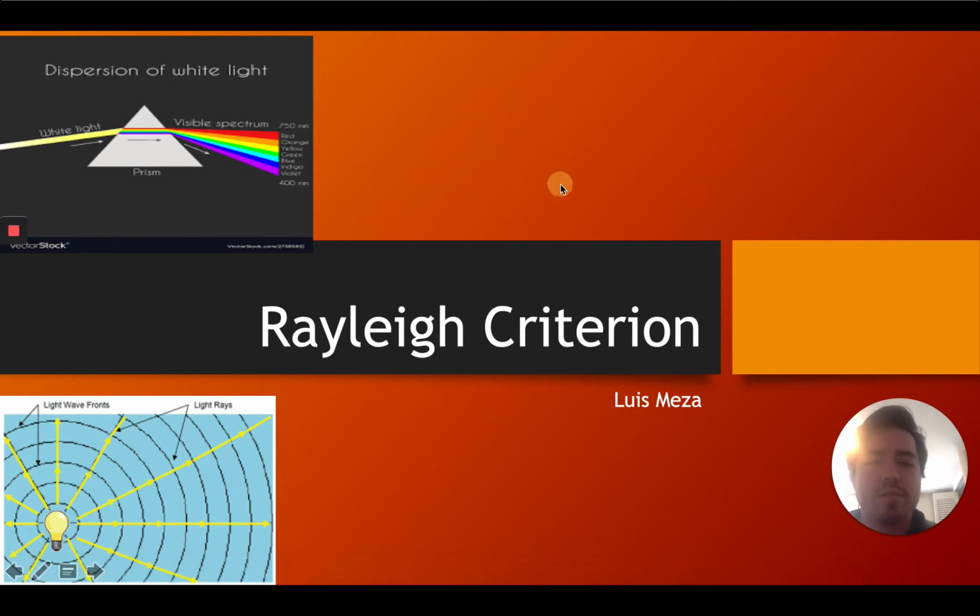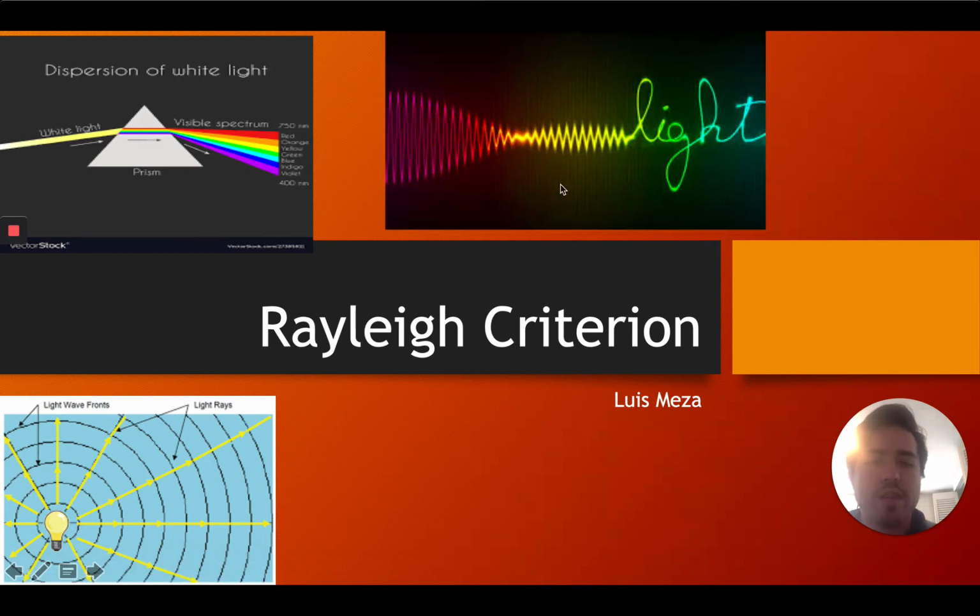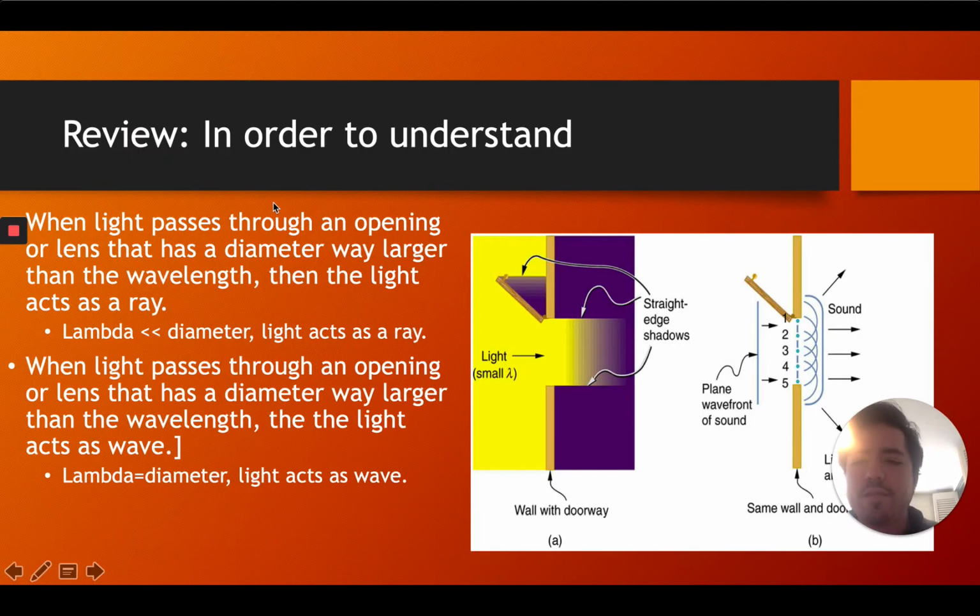And so remember, light is a wave. Remember that when light passes through an opening or a lens or even a mirror that has a diameter way larger than the wavelength, then the light acts as a ray. So if lambda is way smaller than the diameter, light acts as a ray. When light passes through an opening or a lens that has a diameter similar to the wavelength, then the light acts as a wave. So lambda has to be similar to the diameter for light to act as a wave.